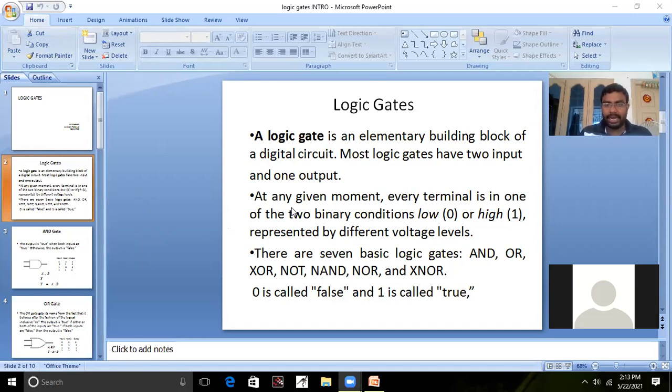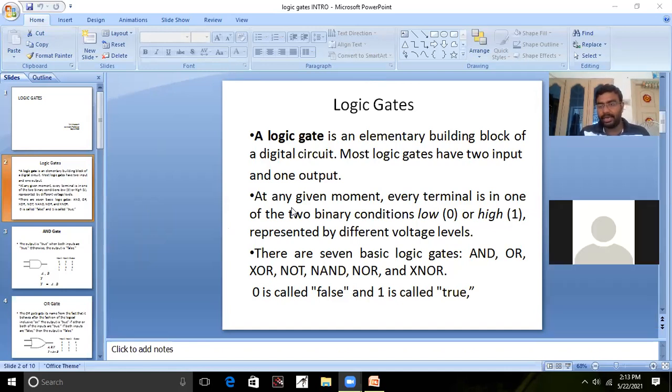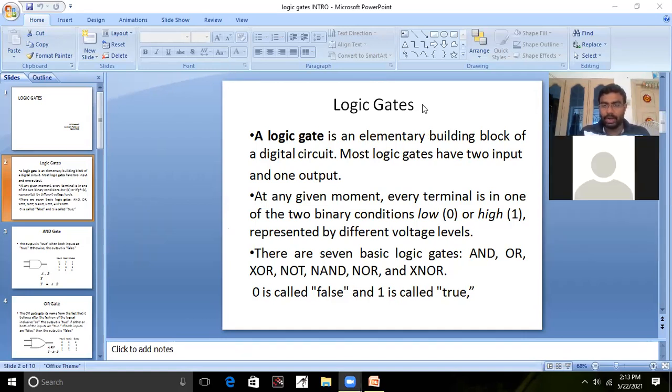Guys, remember, for any logic gate there can be any number of inputs. If you want to take 10 inputs, you can take it. If you want 20 inputs, you can take it. If you want 100 inputs, you can take. But there will be only one output. Only one output. Remember that. Two inputs, three inputs, four inputs, you can take, but there will be only one output for any logic gate.